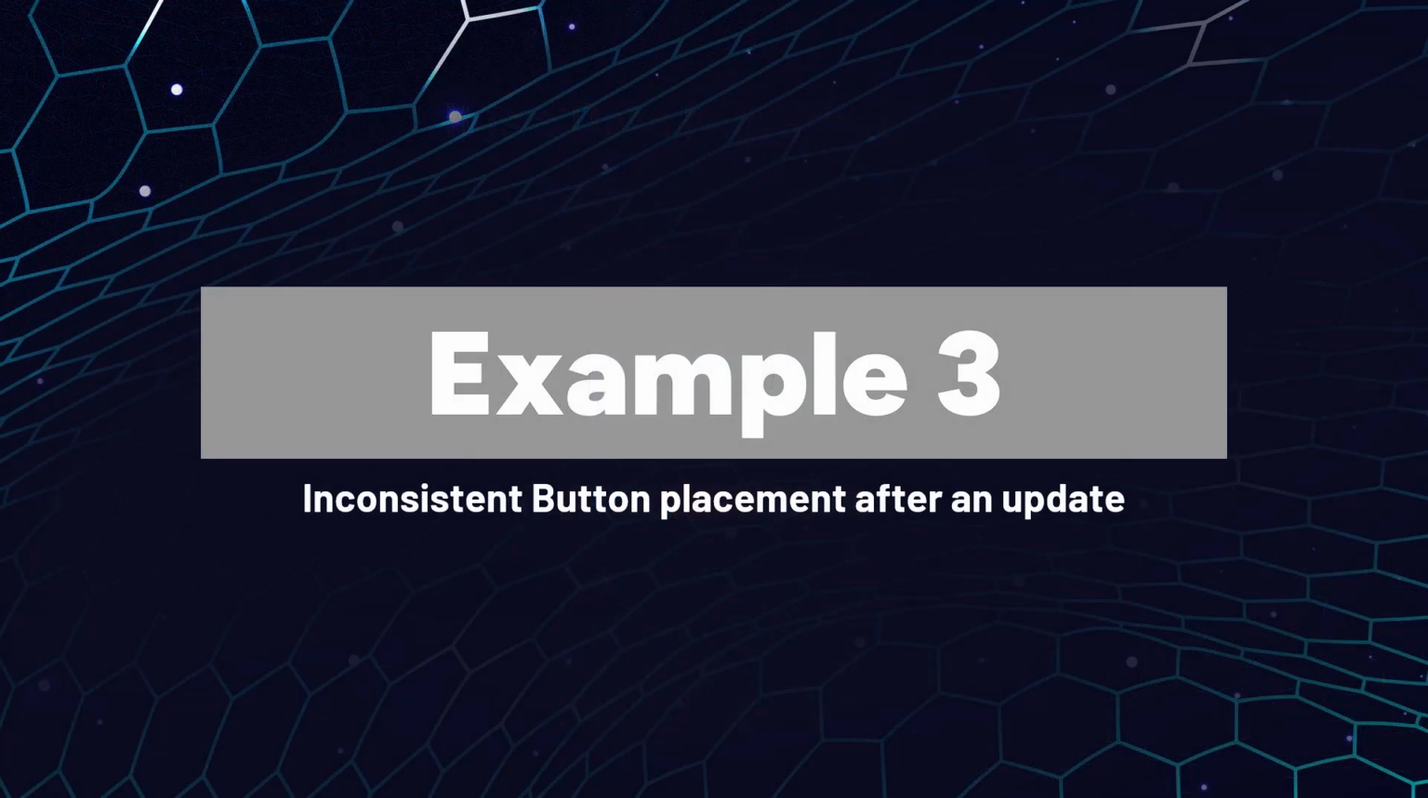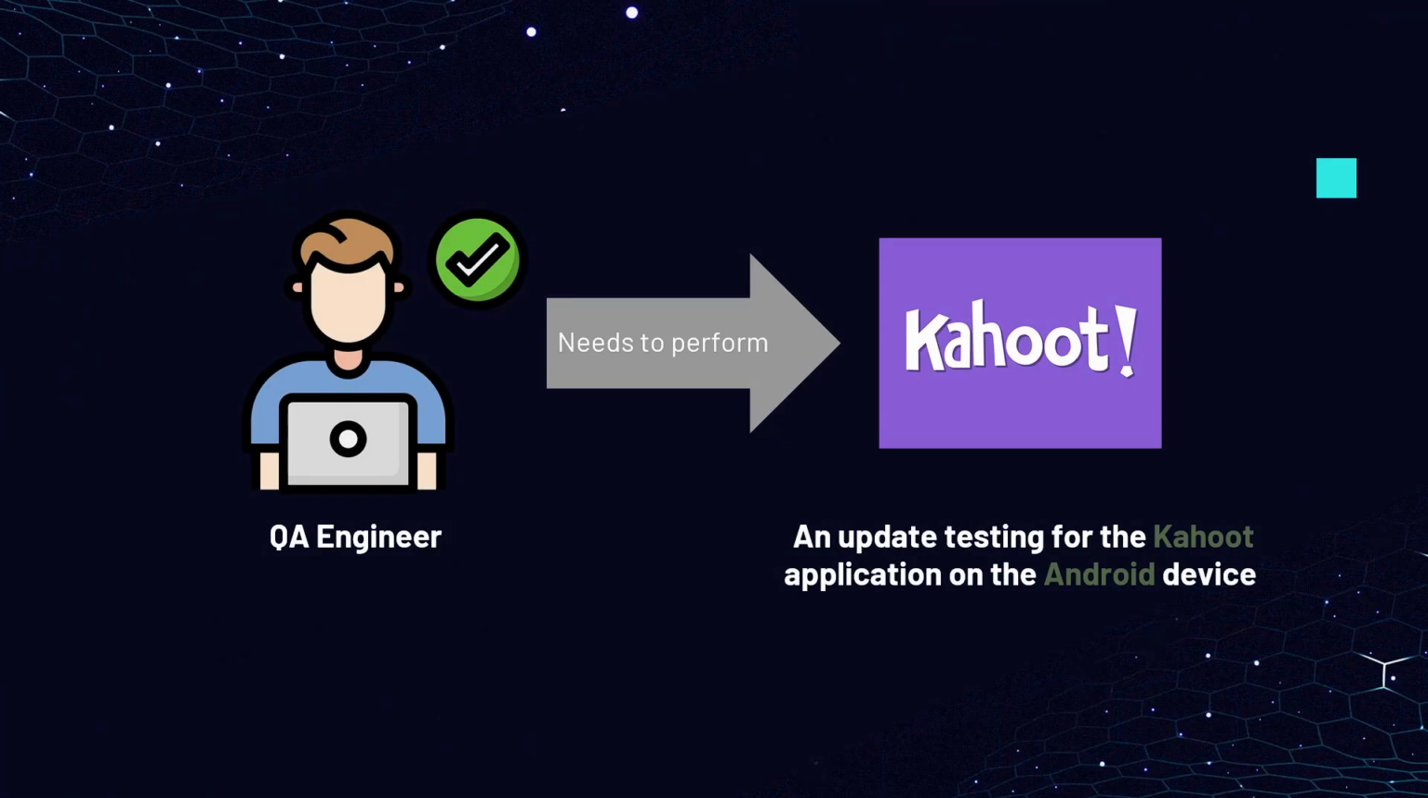Example 3. Inconsistent button placement after an update. Imagine a scenario where a QA engineer needs to perform an update test for an application, such as the Kahoot application, on an Android device.